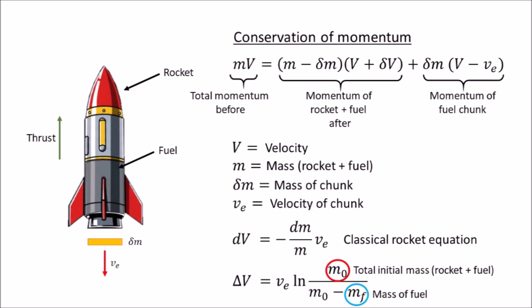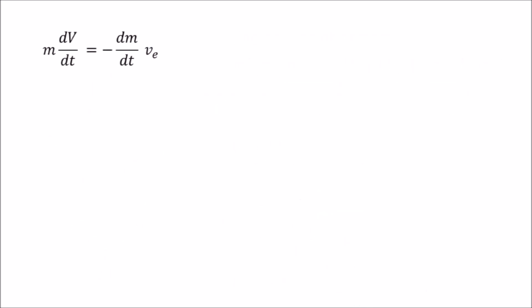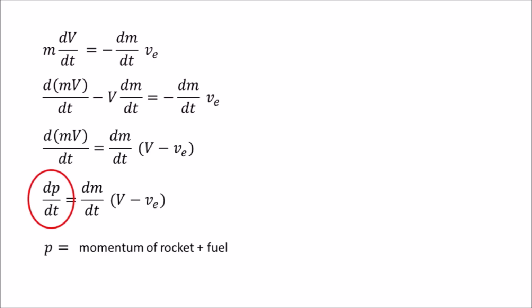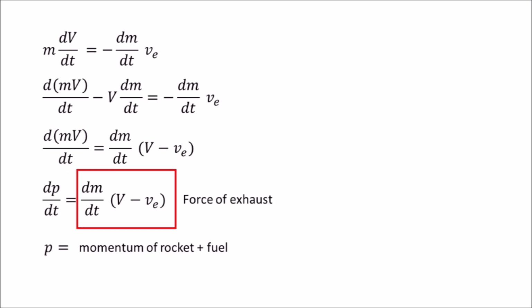But it's also a boring result because it only works in 0g and no air resistance. So let's add those now. First, we write this equation in terms of time derivatives. Then we write the left-hand side of this equation as the time derivative of mv minus this term. Rearranging some terms, we can write a time derivative of the momentum on the left-hand side. But this is just Newton's second law. That means that this term must be a force of the exhaust pushing on the rocket.